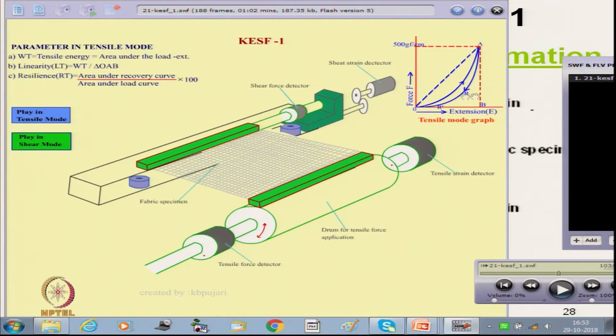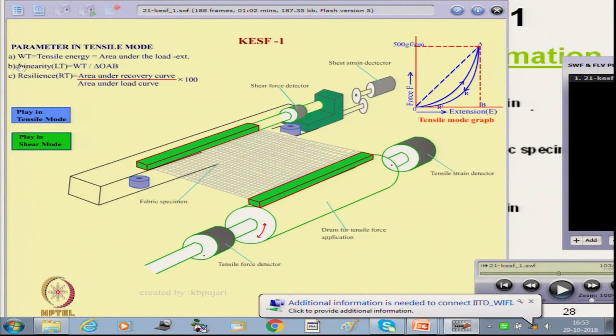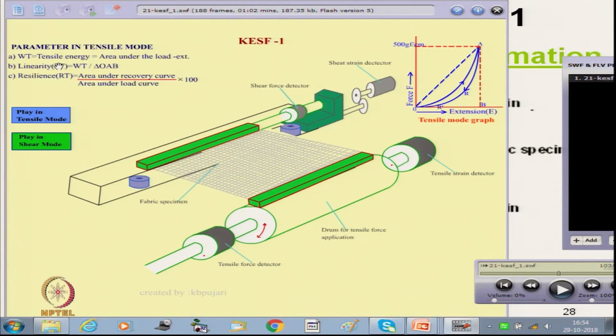We can get 3 parameters from this loading and unloading curve. Okay. This is the stress strain curve, the elongation, and here is the force elongation curve. Here we will get the first parameter, WT, which is tensile energy, that means the tensile energy during the loading curve. So, it is the area under the loading curve, the energy required to stress the fabric, which is expressed in terms of WT.